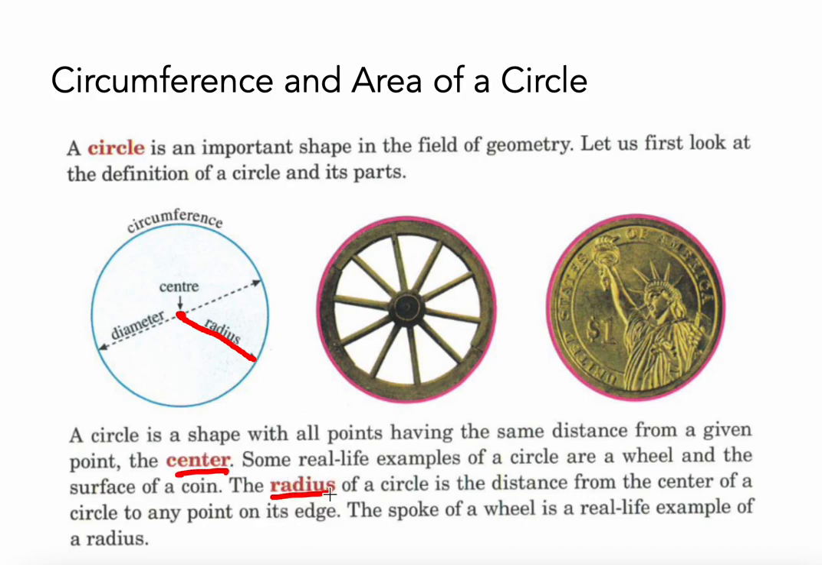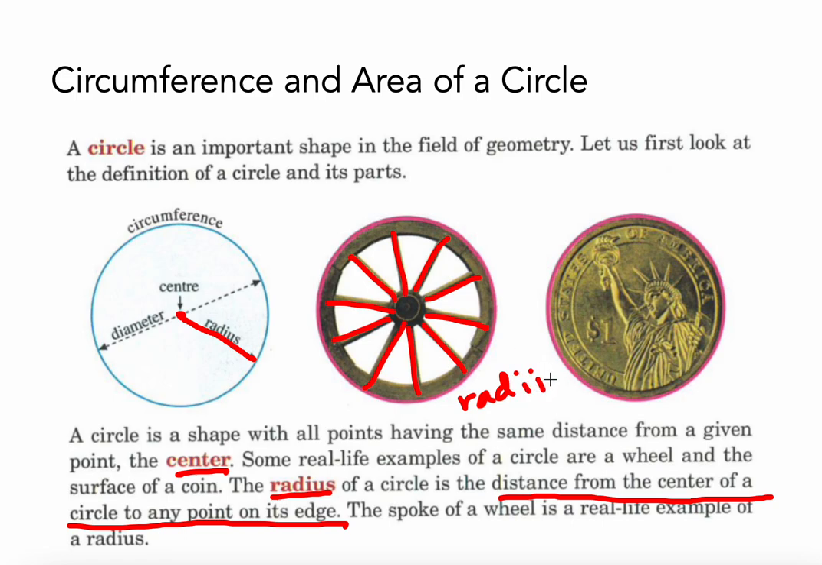Okay, so far, center and radius should be in your notebook. Radius, you should definitely write down because people often get radius and diameter confused. So, radius is the distance from the center of the circle to any point on its edge. People like to think about an actual wheel for radius because the spokes on a wheel or on your bicycle wheel or anything like that are basically your radii. Radii is the plural for radius.